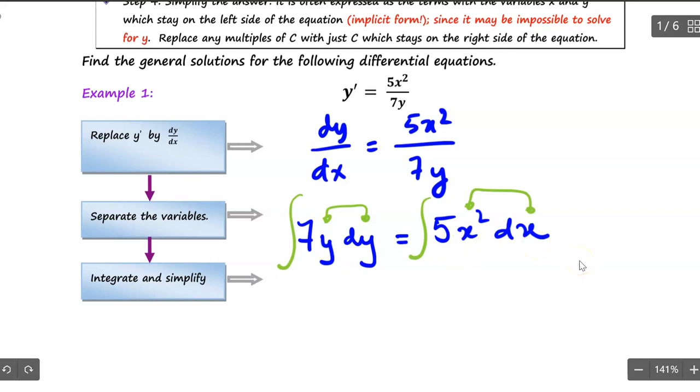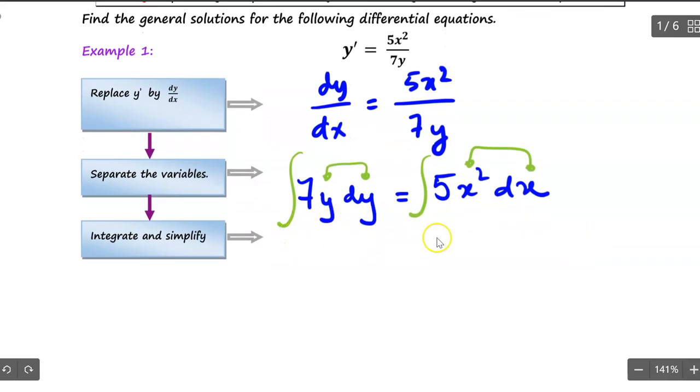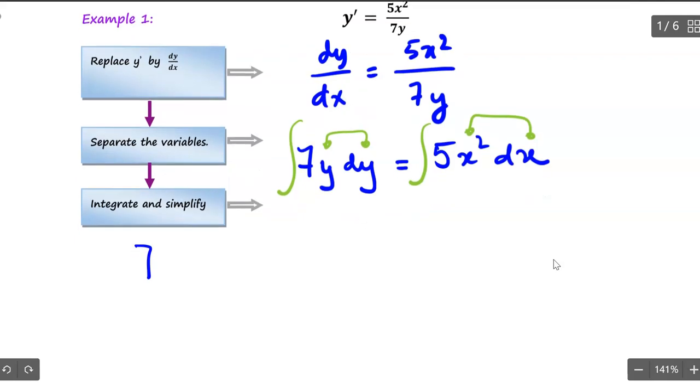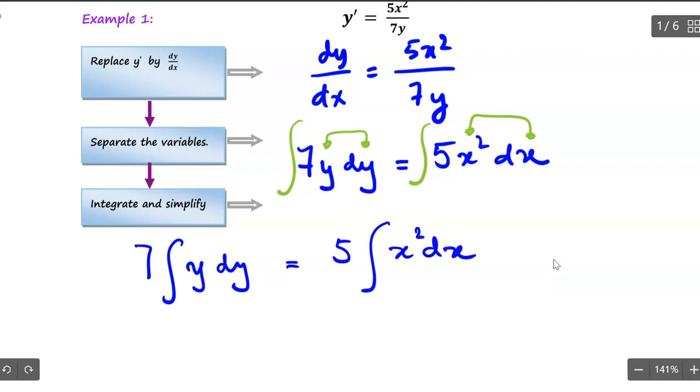Okay, and then we can go ahead and integrate, because we have learned how to integrate this already. So I will bring 7 across the integral sign, then I will have y dy. For this part, I will bring 5 across the integral sign. I will have x squared dx.